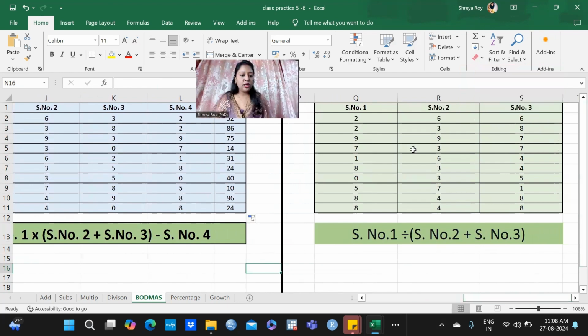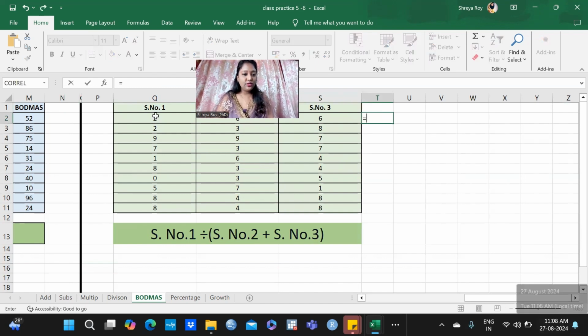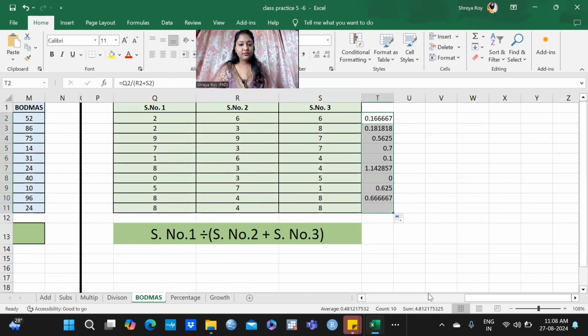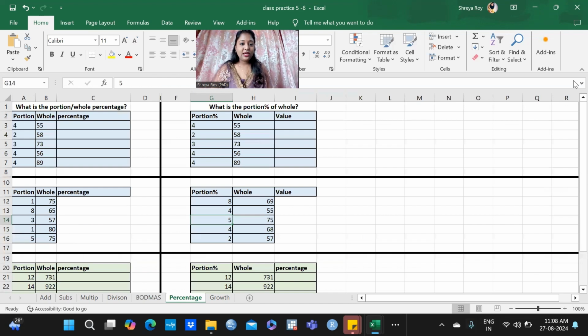Let's try just one more and then we will move to percentage. Hopefully my laptop will not give up. We still have 17%. Okay. Is equal to serial number 1 by open bracket serial number 2 plus serial number 3 close bracket, enter. So assuming that it was easy and you did not face any problems, now let's move to percentage.